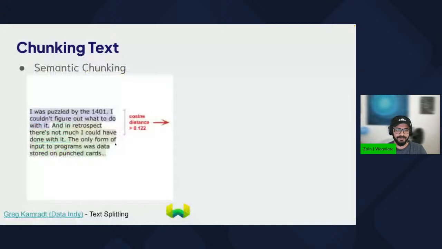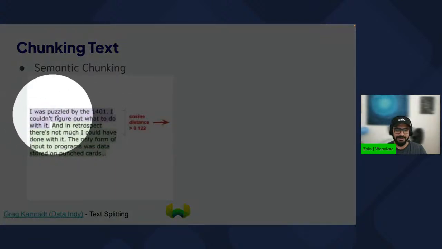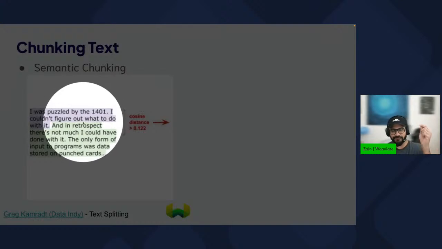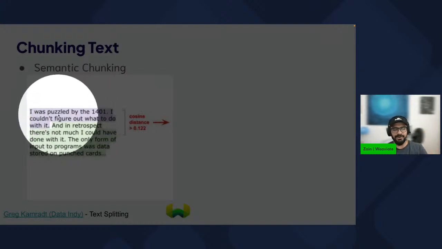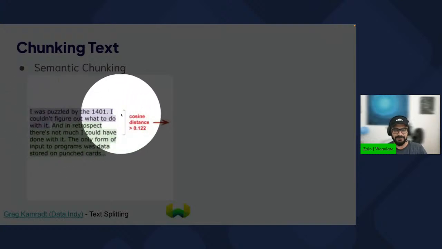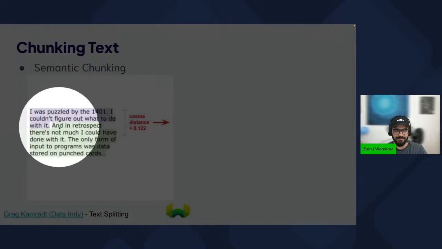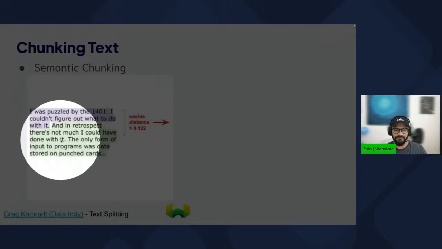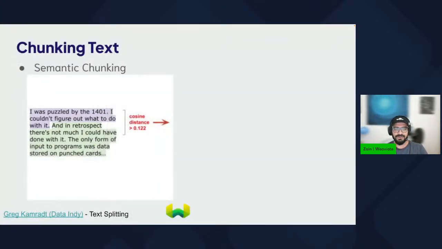Okay. Another form of chunking is called semantic chunking, and this is an interesting one. What you do here is you take every single sentence. So, I was puzzled by the 1401, and then you take every sentence, you turn it into a vector, so you embed it, and then you compare how similar every sentence is to every other sentence. So you kind of read from top left, and you keep on reading. And if the sentences are similar enough, they belong to the same chunk. You don't start a new chunk. The minute you start off on a different topic, you create a chunk. So you start off sentence by sentence, and you keep on adding to the previous chunk.